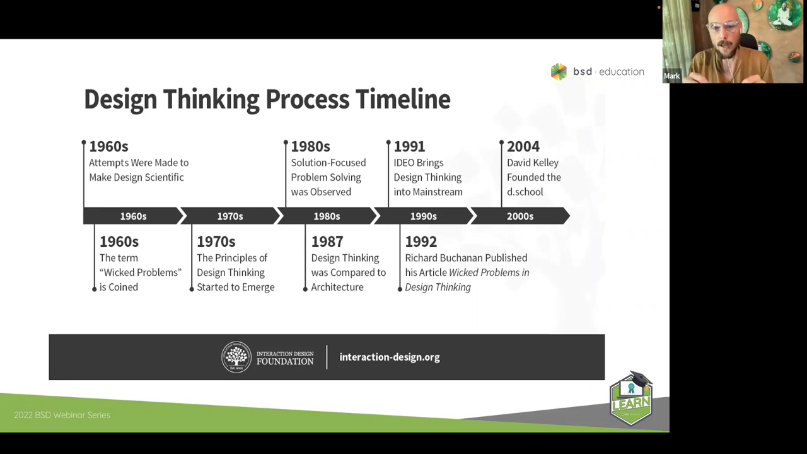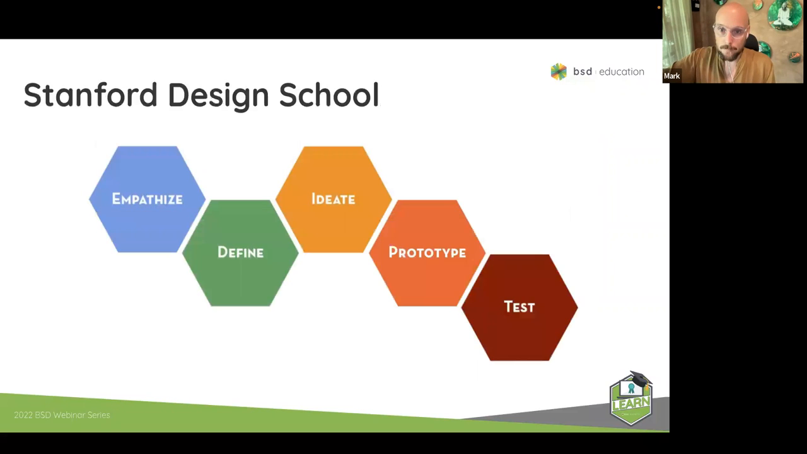But what I really like about IDEO and the design school at Stanford is they've kept Ken's message of human-centered approaches, the human-first approach. So that means that the way that we think about design thinking today means that we start by thinking about the human and their needs. So that's why in design thinking, you'll see empathy as the very first step.